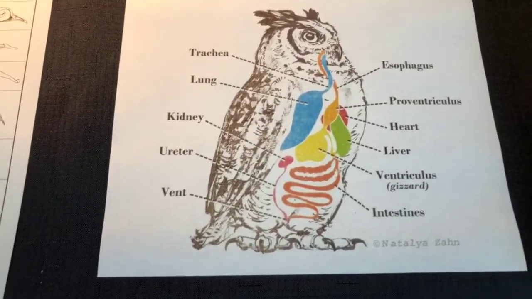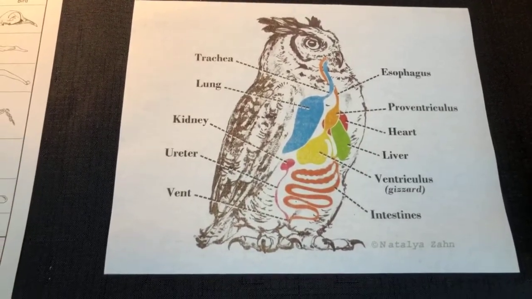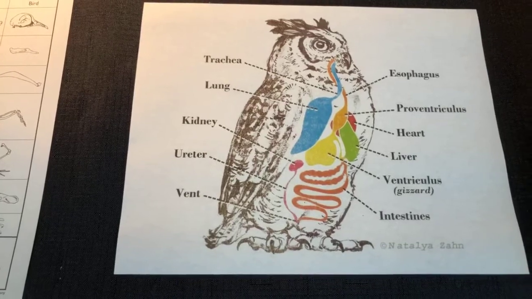And pellets are really important because they tell a lot about what kind of prey is in the area, maybe the lifestyle of that owl. Sometimes you can tell by the size of it, maybe the species of owl.